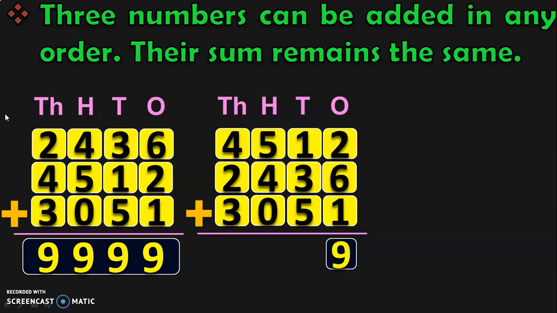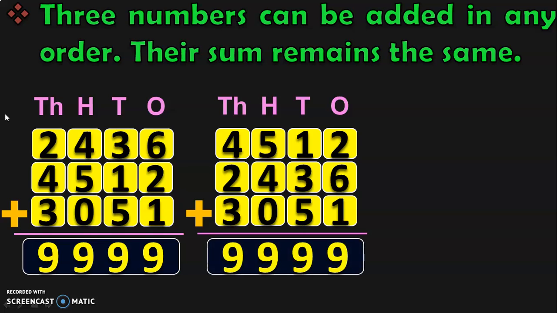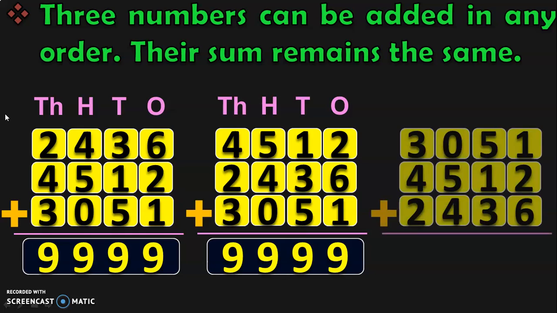1 plus 3 will give you 4. 4 plus 5 will give you 9. Coming to hundreds place, 5 plus 4 will give you 9 and 9 plus 0 will give you again 9. Coming to the thousands place, you have 4 plus 2 which will give you 6 and 6 plus 3 will give you 9. So the sum of the three numbers, even when the order is changed, still remains the same, 9,999.